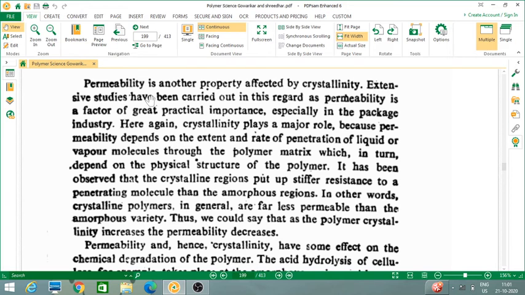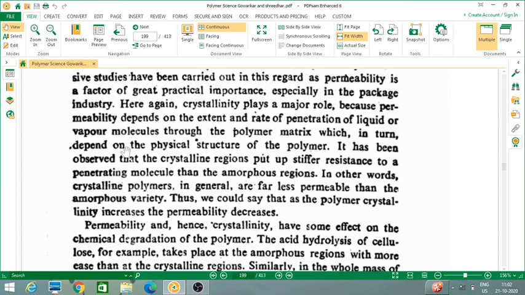Thus, we could say that as the polymer crystallinity increases, the permeability decreases. So crystallinity is inversely proportional to permeability. Crystallinity increases, permeability decreases. Permeability increases, crystallinity decreases. Inversely proportional, that you should remember.